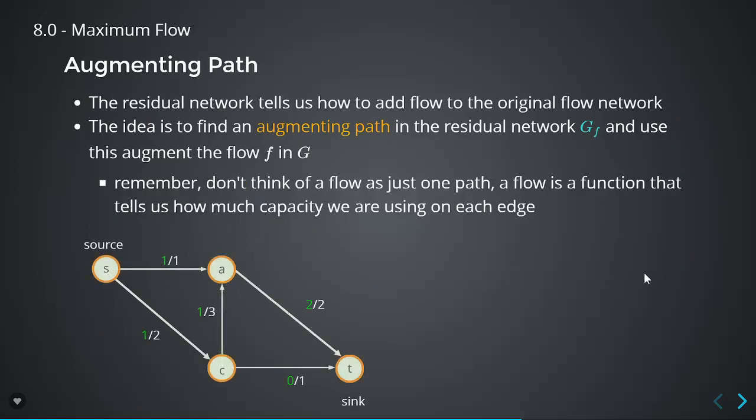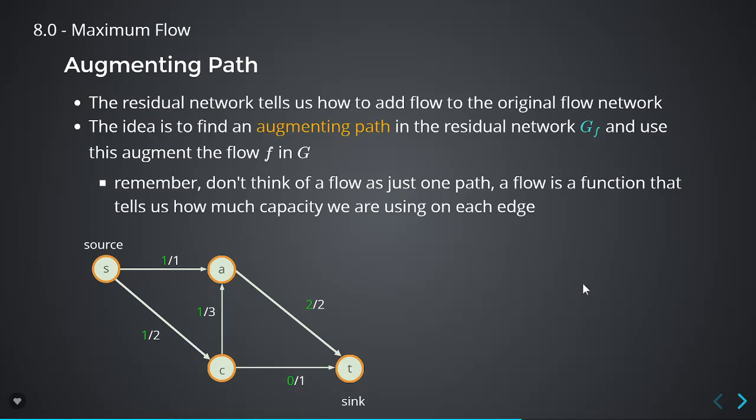Remember, don't think about a flow as just one path. So you're not augmenting one path. You're not improving just one path. You're improving the flow as a whole. You're improving how you're using every edge in the graph, because that's what a flow is. A flow is a function that tells you how much you are using in each edge in the flow network.